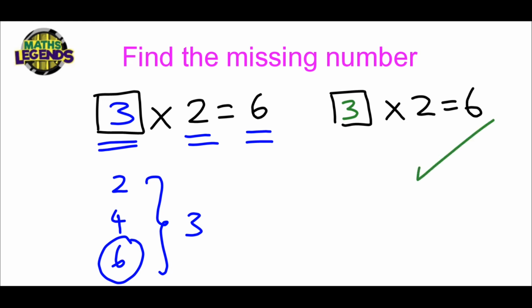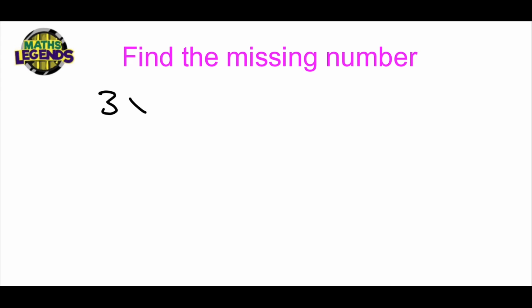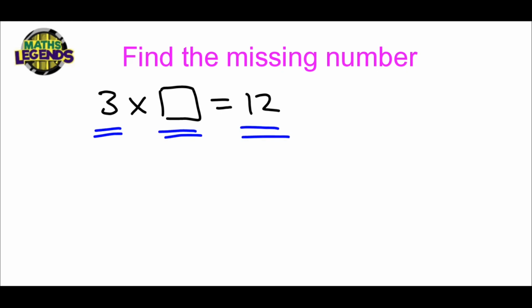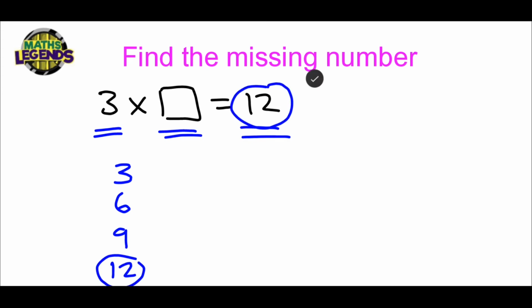Let's have a look at another example. 3 times something is equal to 12. So here we're multiplying 3 by something to equal 12. So that means we need to write out our 3 times tables. So 3, 6, 9, 12. Okay, we reached the answer that we were looking for. So now we wrote 4 numbers. So the answer here is 4. 3 times 4 is equal to 12.